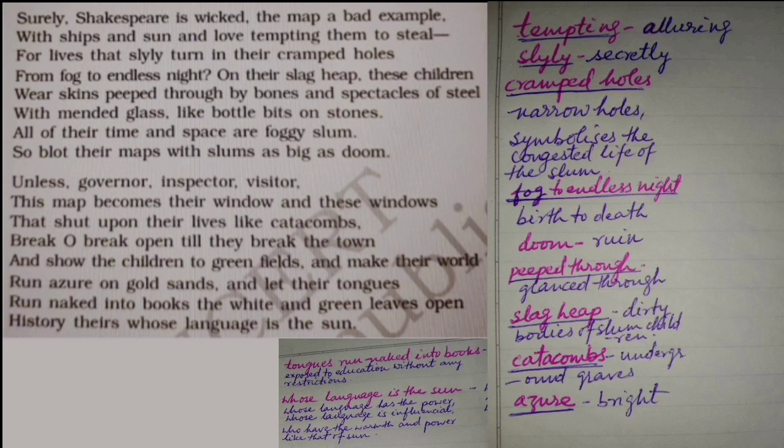The second interpretation of this line is that the poet wants to say that these slums, this dirty and filthy environment of slums and its bad effects, have completely ruined or blemished the life of these slum children.